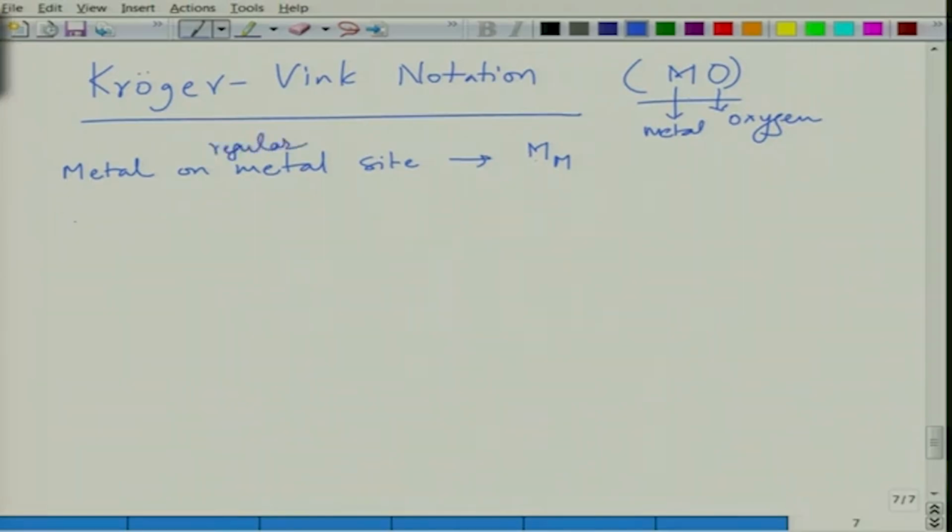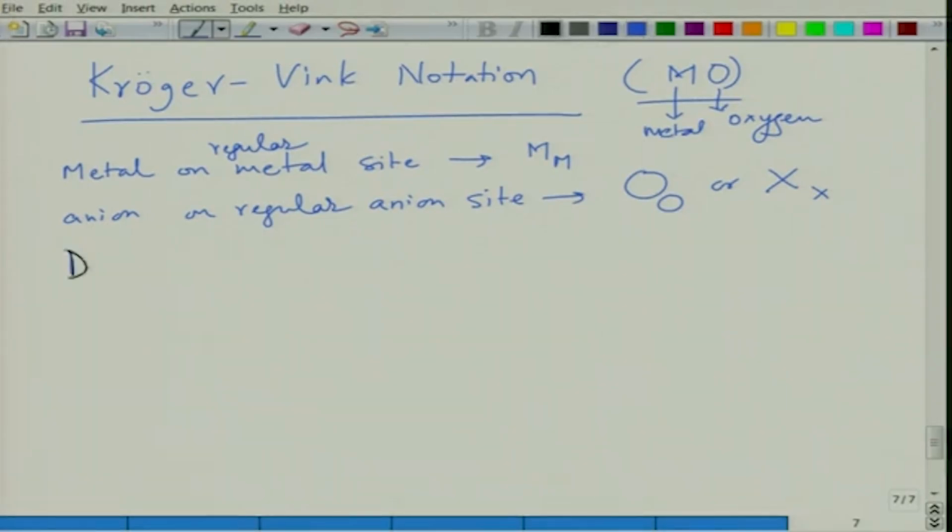Similarly, if you have an ion on a regular anion site, it's going to be OO or XX. The defects are depicted a little differently.